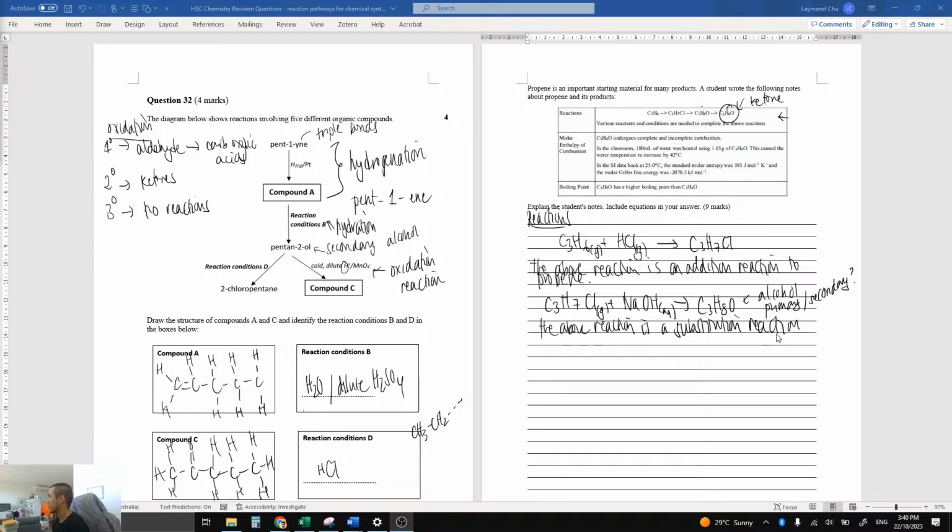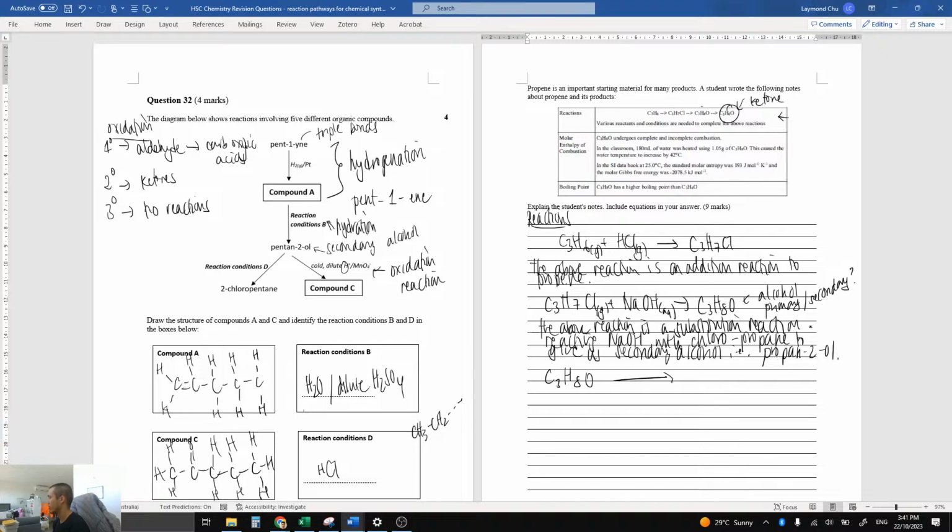Reacting NaOH with chloropropane to give us a secondary alcohol, i.e. propan-2-ol. Third reaction.